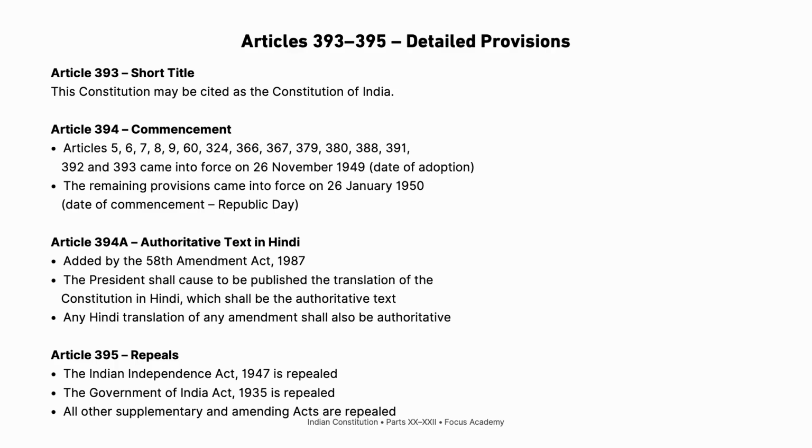Now let's just take the example of Article 5. It talks about citizenship. So even before the Indian Constitution comes into force on 26 January 1950, these were required at that time. Citizenship rules and various other rules, part 2, Articles 5 to 11, 5, 6, 7, 8, 9 and other articles as well, came into force on 26 November 1949.